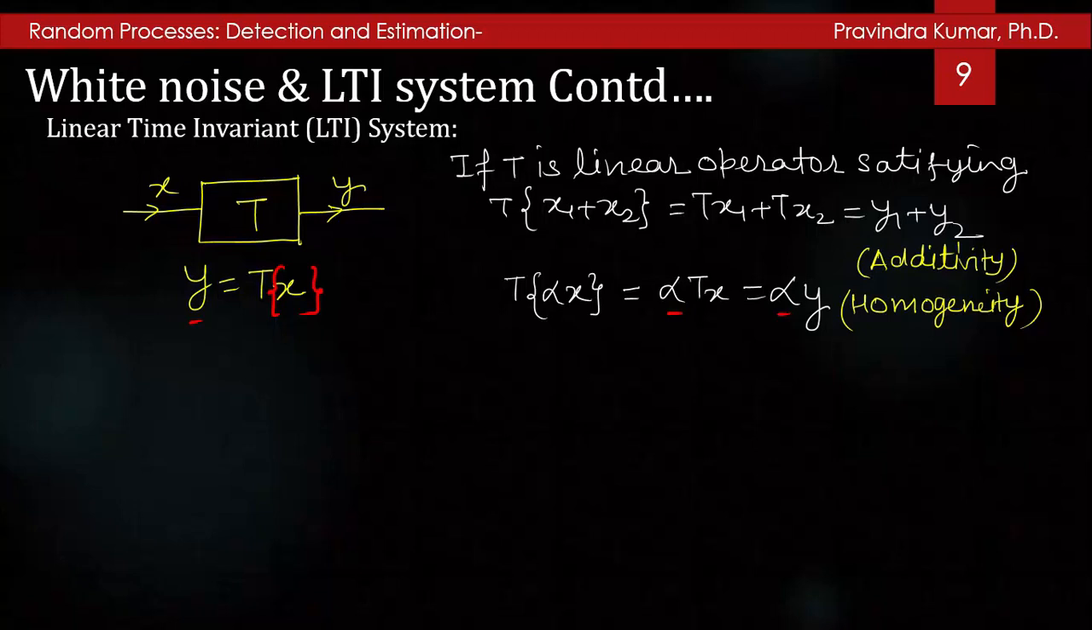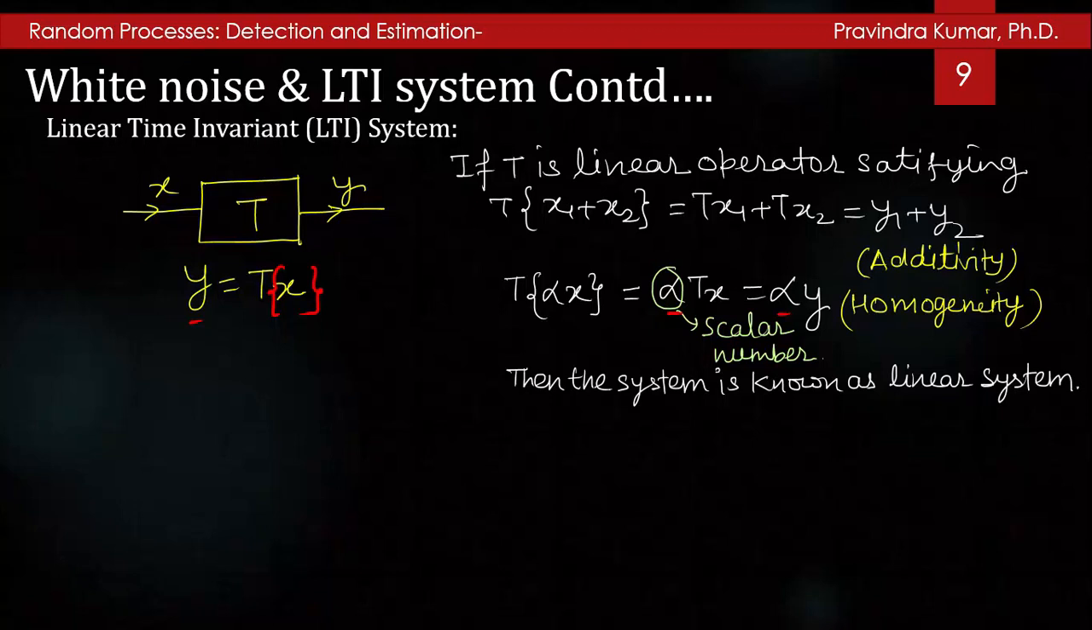A system represented by these two, additivity and homogeneity, is known as a linear system, and this alpha is the scalar number. So to show that a system is linear, we have to show that the system follows both additivity and homogeneity. These two combined produce a linear system.